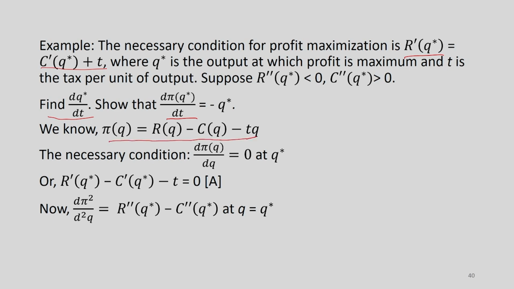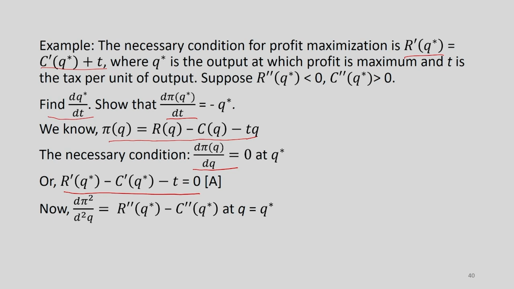The profit function is pi of Q. We have seen that it is equal to R of Q minus C of Q minus small t multiplied by Q. And the necessary condition is that if you have Q star as the profit maximizing output, then this condition has to be satisfied: d pi Q dQ should be equal to 0 at Q star. And from here we are getting this condition, right? R prime Q star minus C prime Q star minus t is equal to 0.